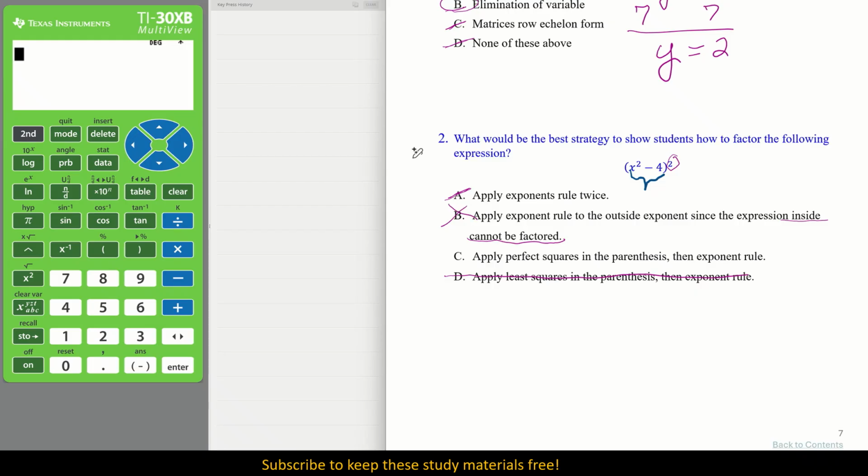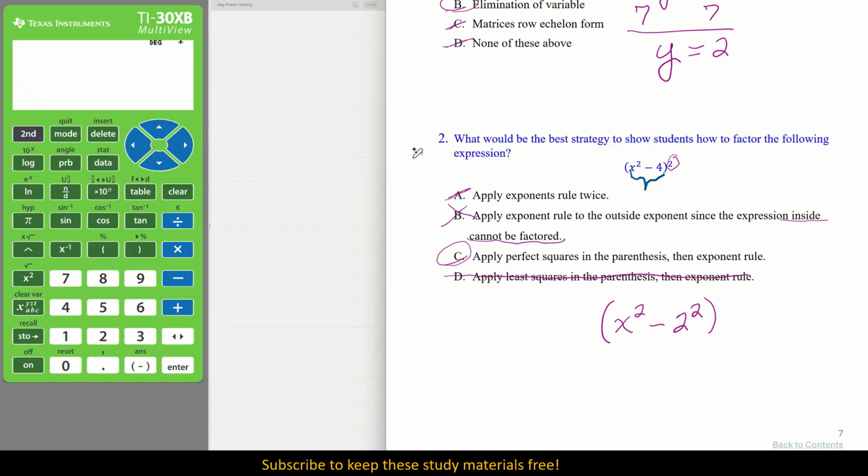Let's go to C. Apply perfect squares in the parentheses, then the exponent rule. Yeah, sure. I mean, you could do it the other way around, but if you look at the options they gave us, C's the best and only option that we can go with. Okay. Remember, least squares implies least squares regression in my thought. It's perfect square because if you look at the inner expression, you have x squared, okay, but that can also be 2 squared, right?